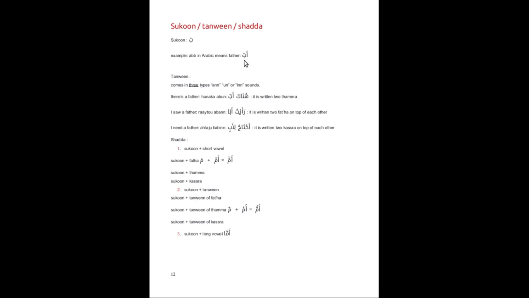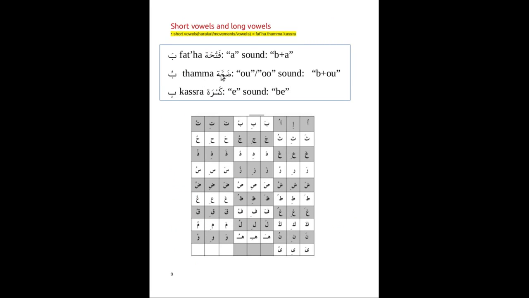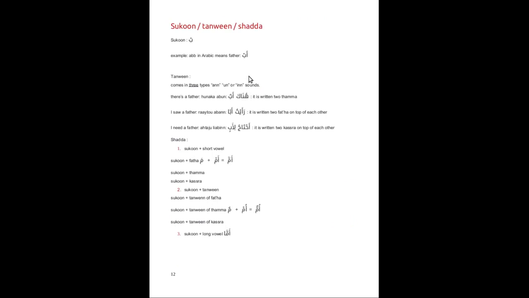Okay, like another example. For example, if I don't have a sukun, how would I pronounce it? If, for example, I add a dhamma to it, this u sound, how would it be pronounced? A plus ba plus dhamma. It would be the u sound, abu. But with the sukun, the n sound, it's ab. That is the sukun, the n sound, b, ab.